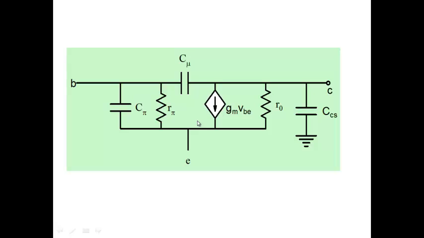So my model then becomes what is shown over here: C pi, R pi here, C mu, GMVB, R0 here, and another capacitance CCS here. And the reason why we are calling it pi, you can see that if I start from here, go here, here, and here, it looks like a pi. So that's why it's the pi model, a pi representation of a device.